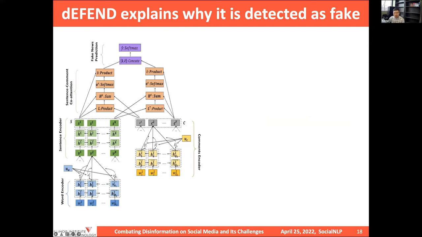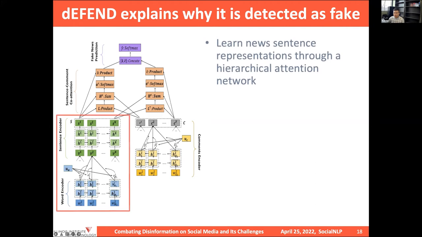To model these relations between the news sentences and the comments, we propose a model called dEFEND, which can explain why a news is detected as fake. It essentially contains the following components. The first component learns the representation for the news pieces through a hierarchical attention network, because a news piece is often a long document containing a sequence of sentences, and each sentence is a sequence of words.